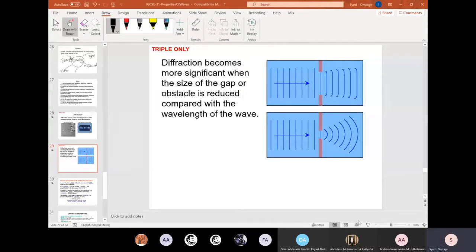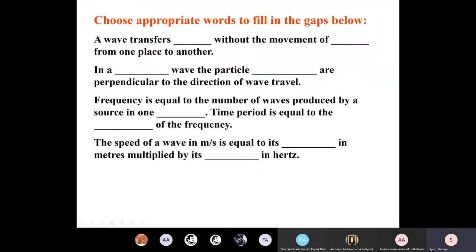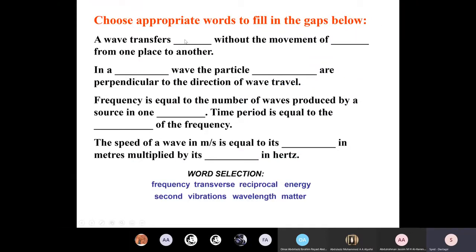Good. So what you need to do now, hopefully everyone can see my screen, is add the correct words in the gaps. So do that now. You should know all of these words. The only one you may not know is reciprocal. All that means is 1 over. So you remember in our equations, it means 1 over.